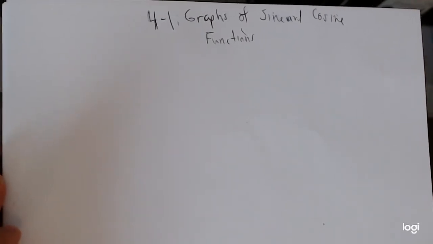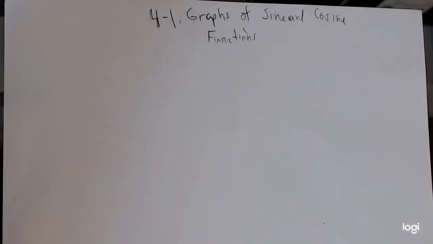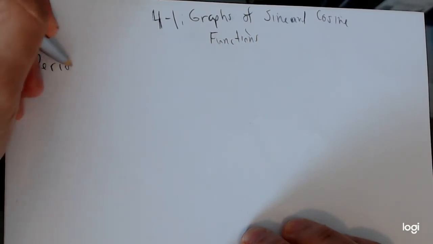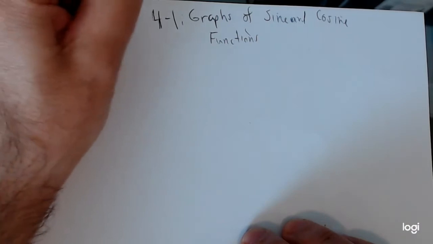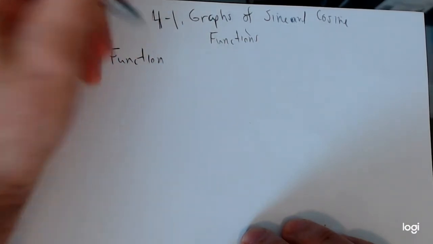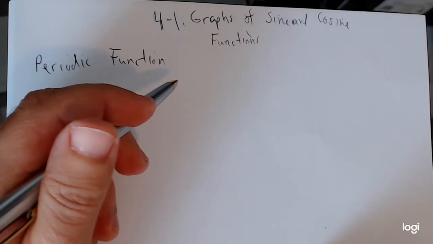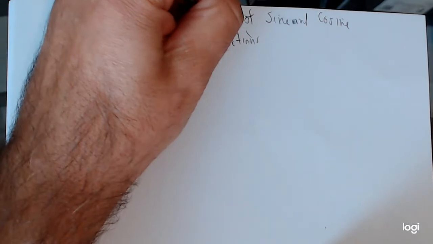Okay, so the main focus of this chapter is going to be to graph all of our trig functions. So let's first talk about what it means for a function to be a periodic function. And what we're going to discover is that all trig functions are periodic, which is kind of to our advantage. So let's define what a periodic function is.